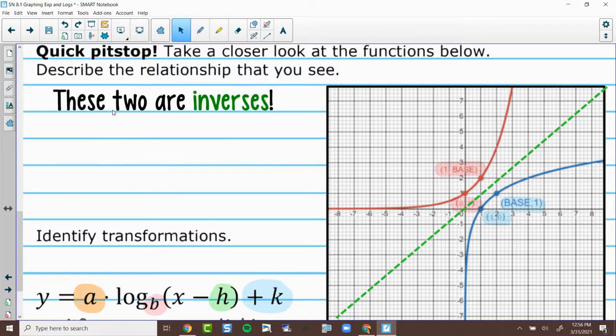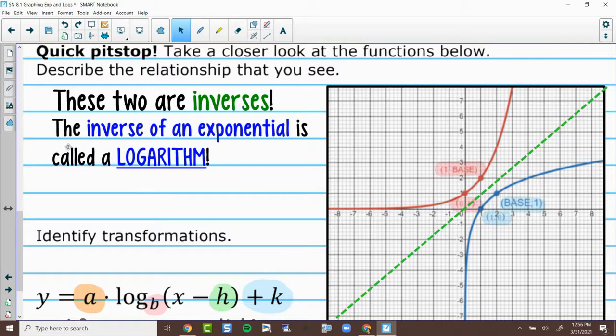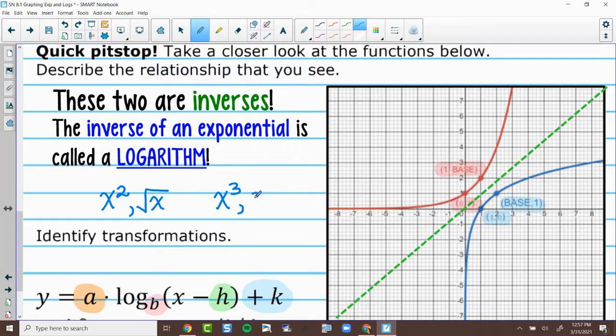Hopefully the word inverses comes to your mind. So yes, the blue graph is an inverse for our exponential, and these are called logarithms. They undo exponentials. We've seen inverses before. Think of something like x squared and square root of x. Those functions undo each other. X cubed and cube root undo each other.